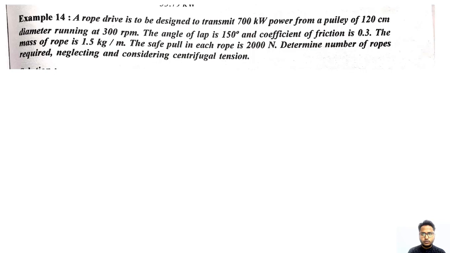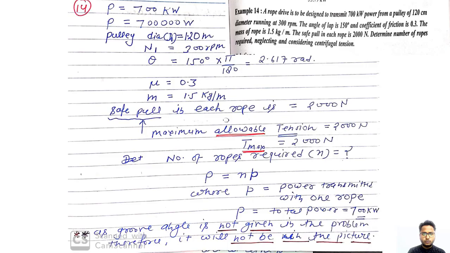In the same way we will solve this problem. We are going to find the power transmitted by a single rope, and we have the total power of 700 kilowatt. So we will divide 700 kilowatt by the power transmitted by a single rope. Now we are going to solve this problem.